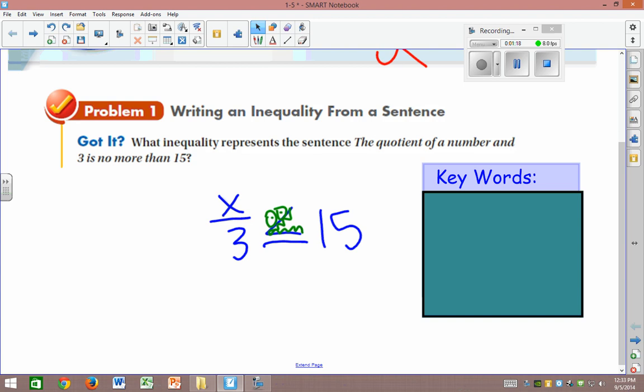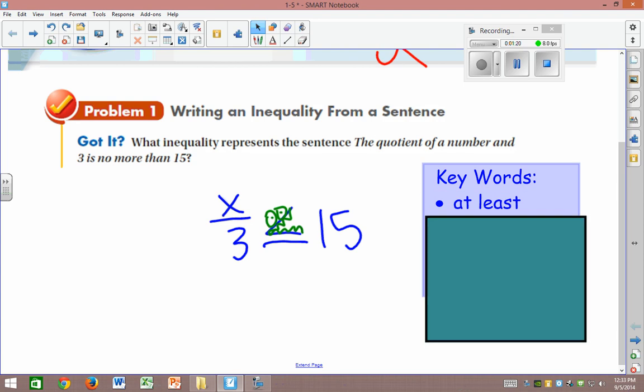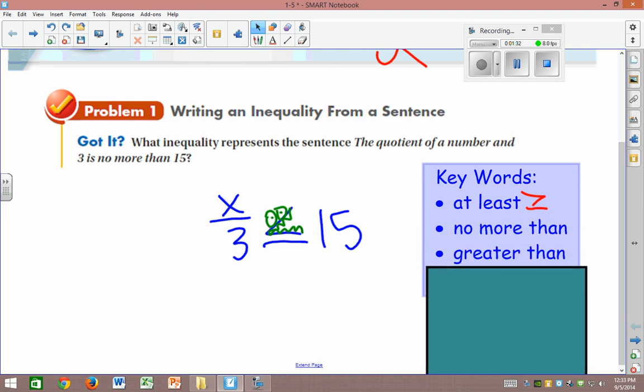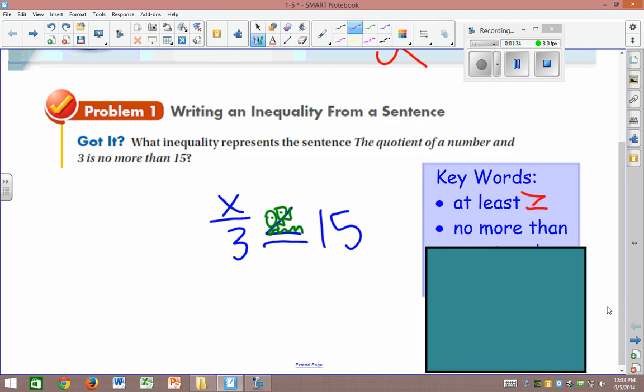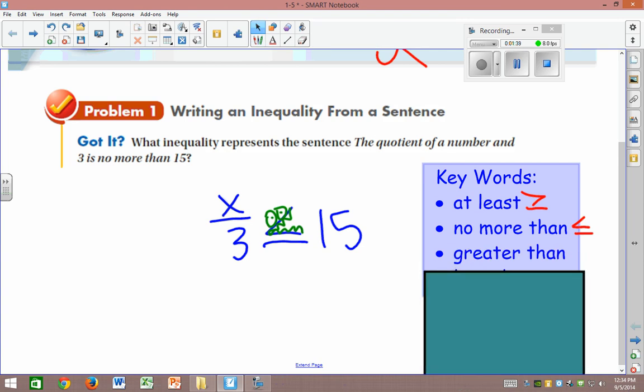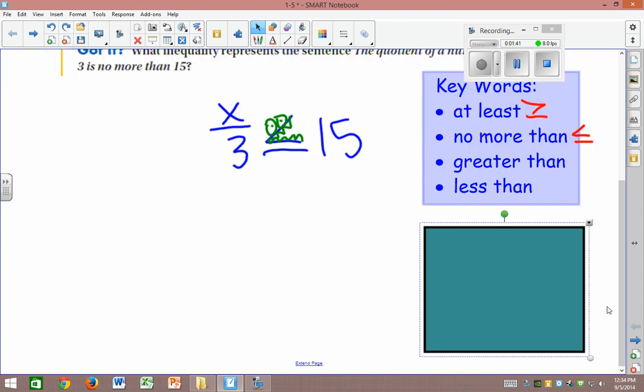All right. Okay, so look at some of the keywords. At least. What would at least mean? I would say it's got to be at least that or bigger, so greater than, and it can be equal to because it's at least that big. No more than. We just did that. Yeah, we did that one, so less than or equal to. Greater than. That's obvious. And less than. Yep.